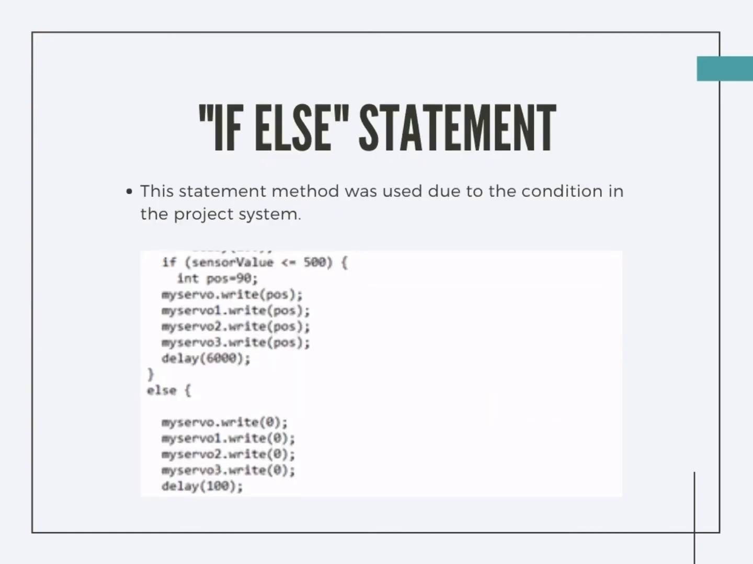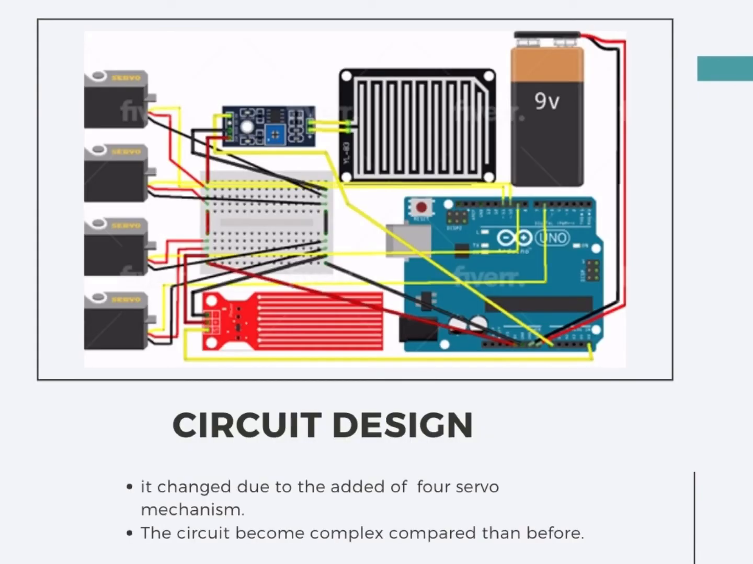The if-else statement method is used in this project because of the conditions in the project system. This is the final circuit design in Arduino. This circuit is changed due to the addition of the force servo mechanism, and the circuit design becomes more complex than before.